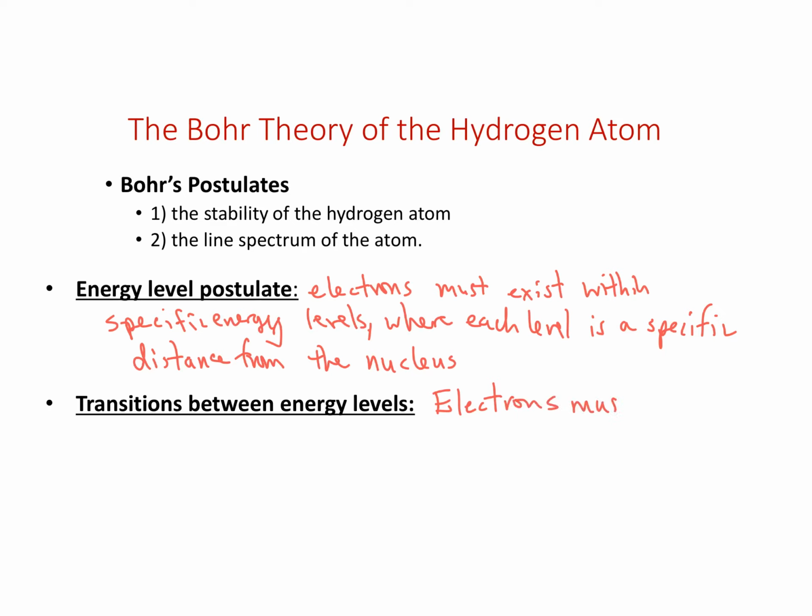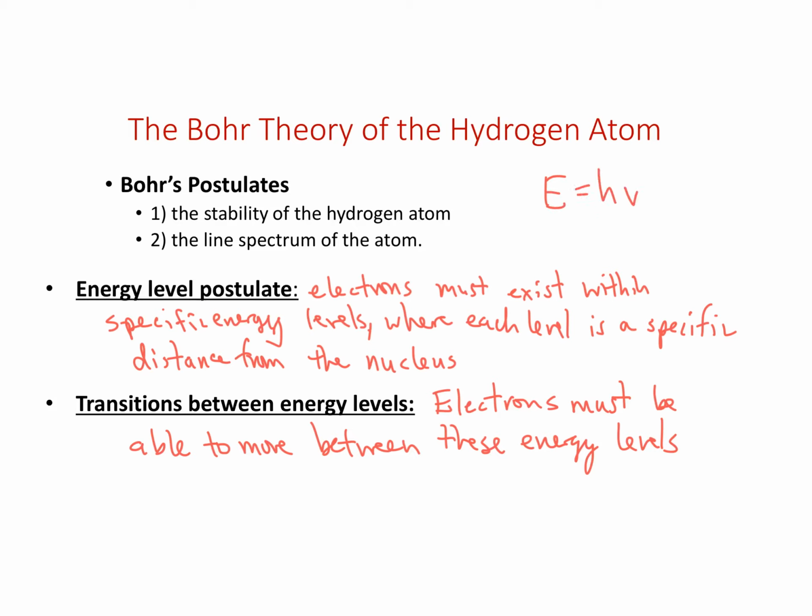Electrons must be able to move between these energy levels. Right? Incredibly important. Just putting Einstein's equation back up there, energy equals frequency times Planck's constant. Now, that energy we're seeing, right? We're seeing a color of light. That color of light has a specific wavelength and frequency that corresponds to a certain energy.